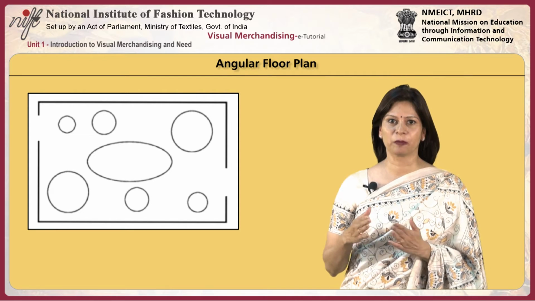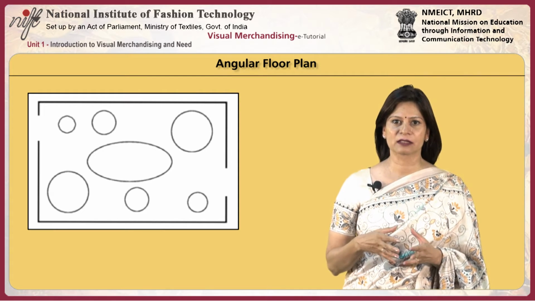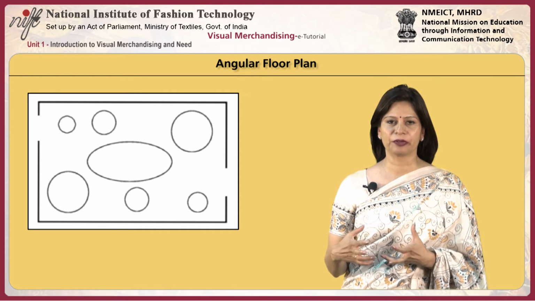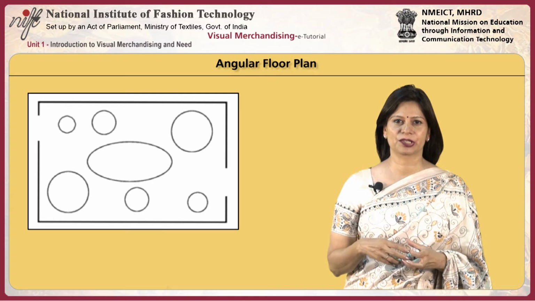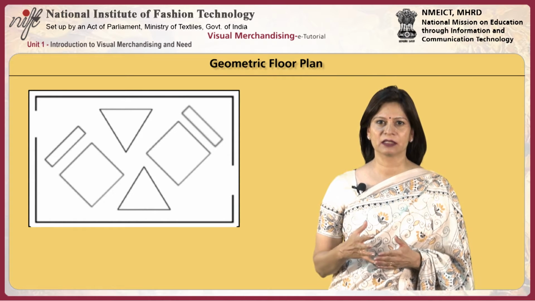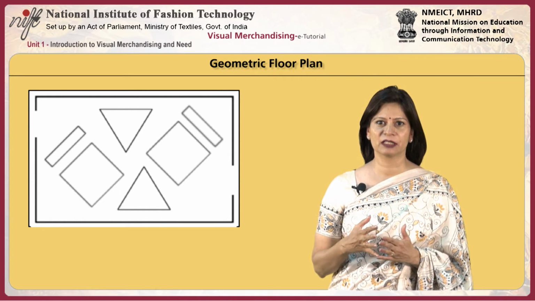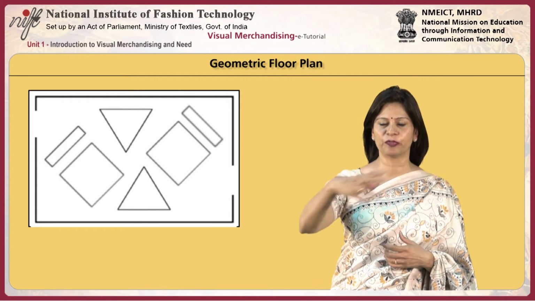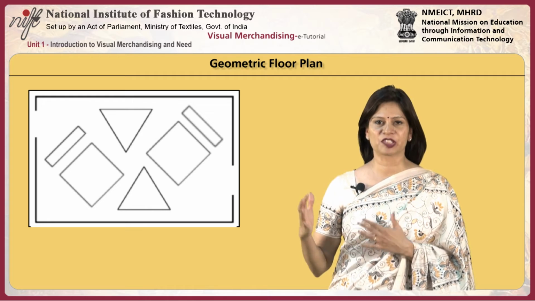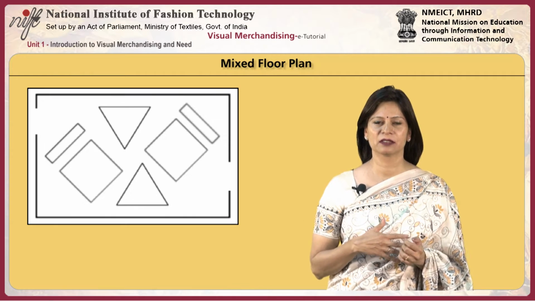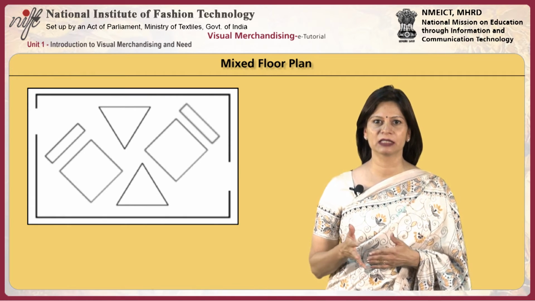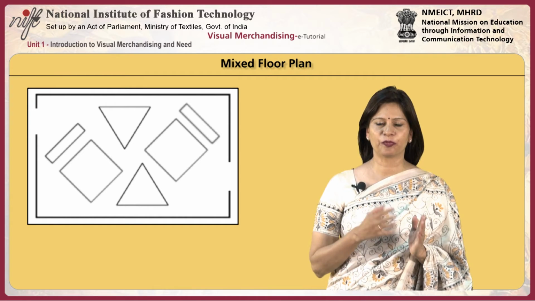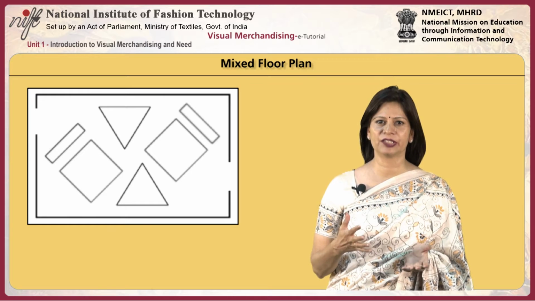Next is the angular floor plan. All the angles are generally done in a convenience store and it is randomly placed. Next is geometric floor plan. It follows a geometry and it tries to give a space all around so that a consumer can move around and get better visibility of the products. The next is mixed floor plan, also called a combination floor plan and free flow layout. It encourages browsing.